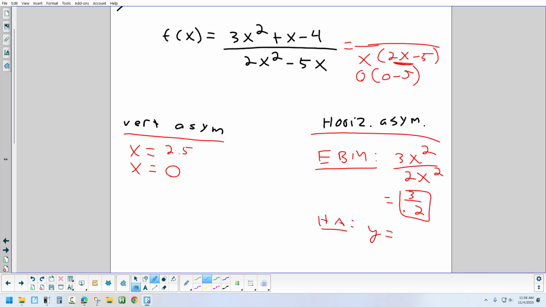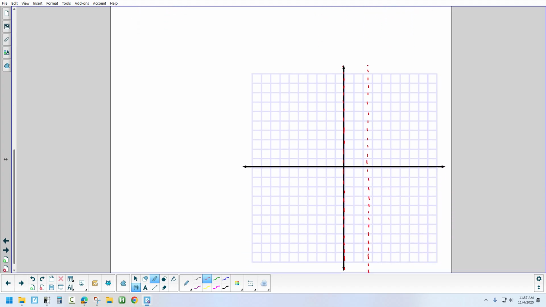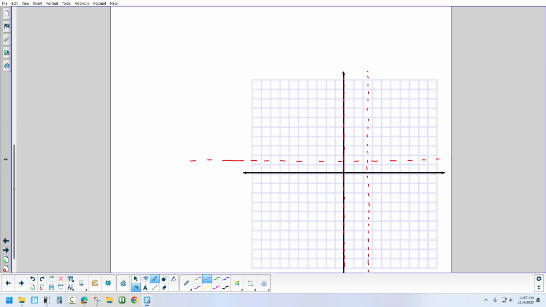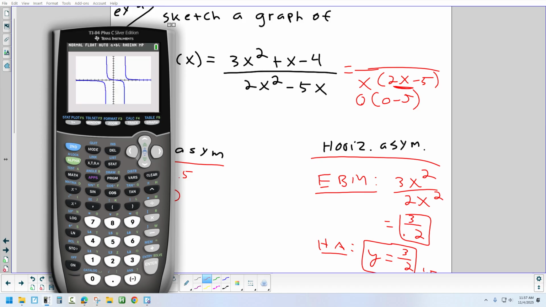Would it be better to do 1.5 or 3 over 2? You could do 1.5. Do you have a preference? No. Okay, maybe graphing 1.5 would be easier because you can think of the decimal. But I'd accept either one. So 1.5. Okay. Now we just plot a bunch of points, and the table is what's going to make that pretty fast to do.